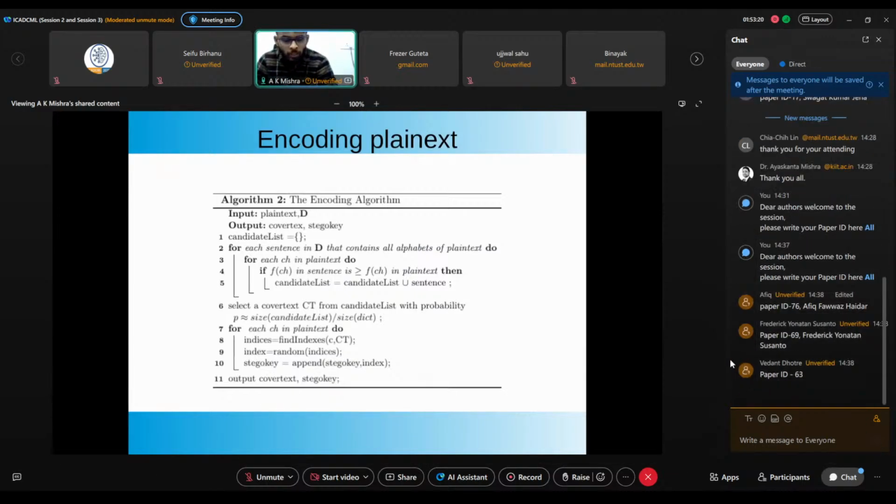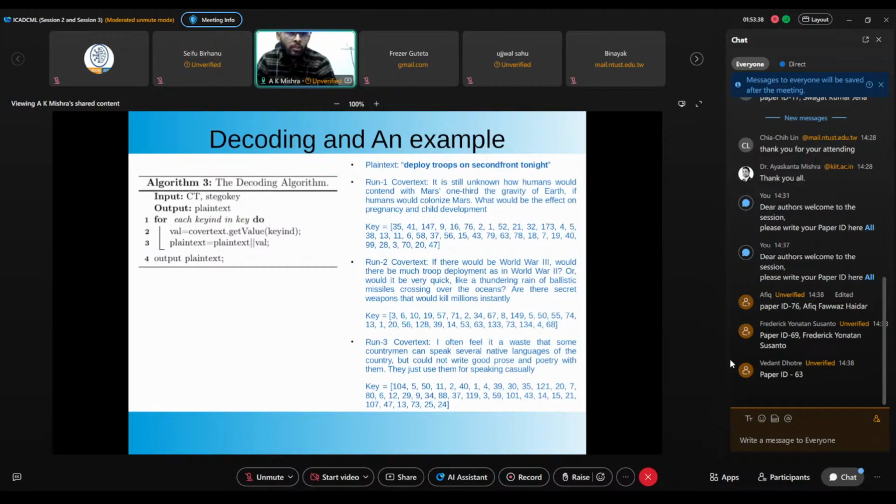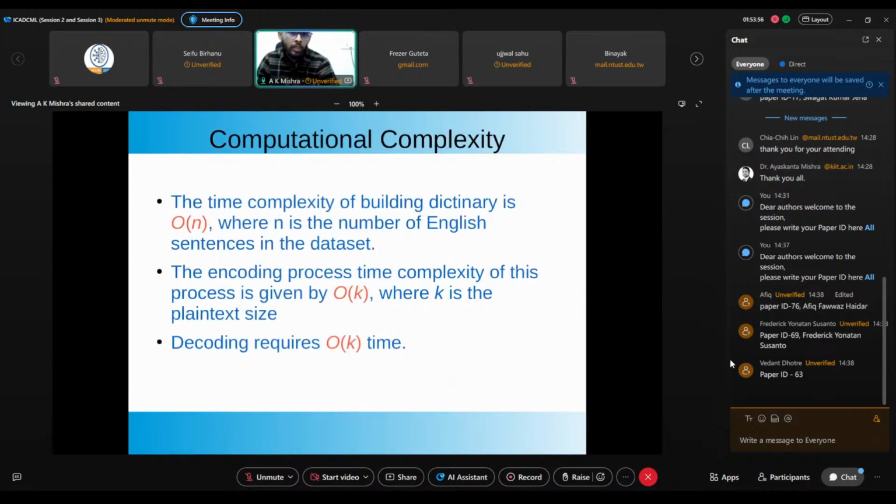This was our idea. After that, we basically randomly selected one of the cover texts out of the candidate list that we made, and we gave the cover text and its corresponding key. After that we had to decode it. For that, we simply had this cover text and the steganographic keys. So we took out the characters corresponding to those keys, and this is how our plain text could be reversed back.